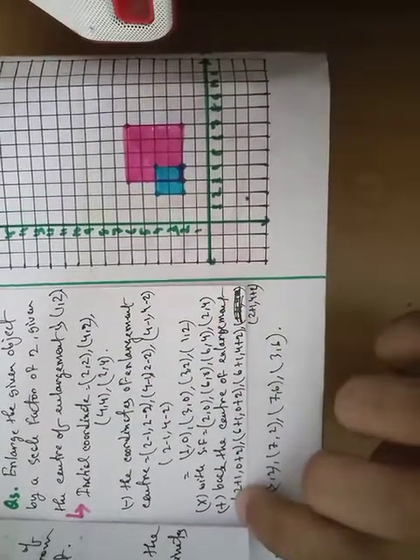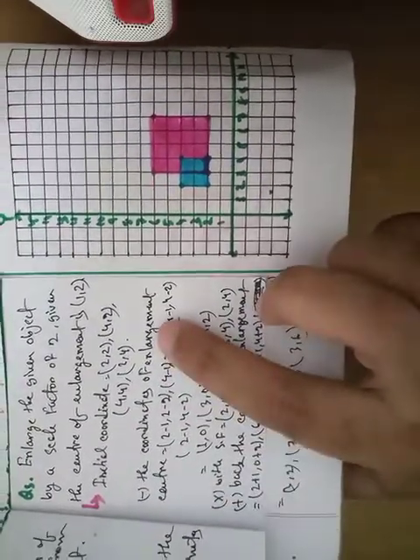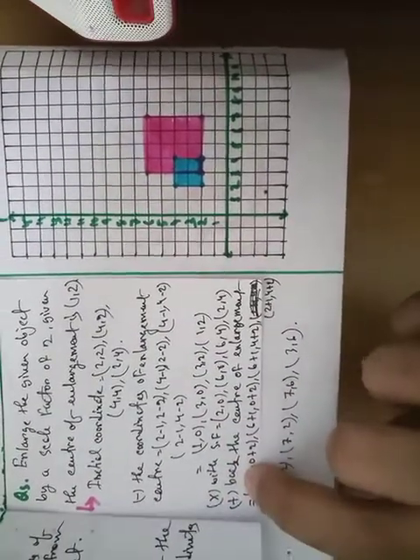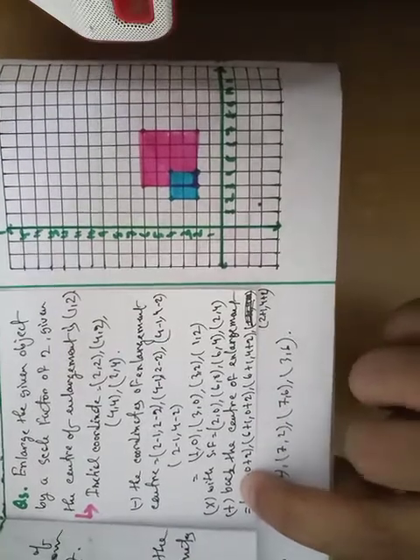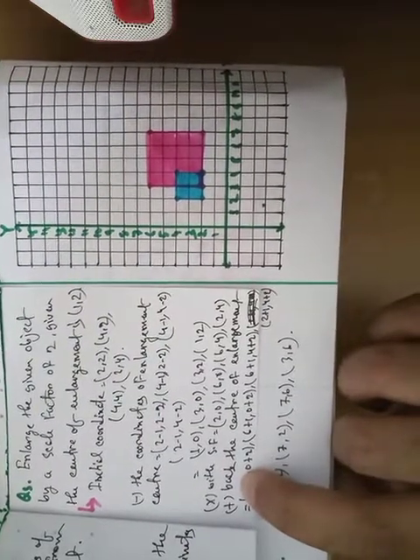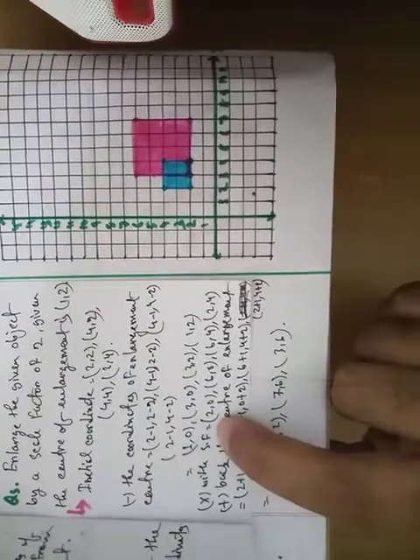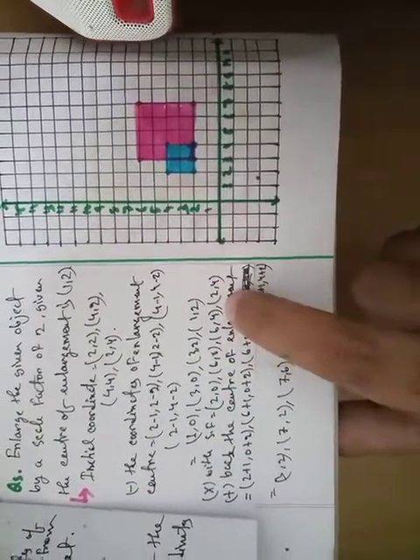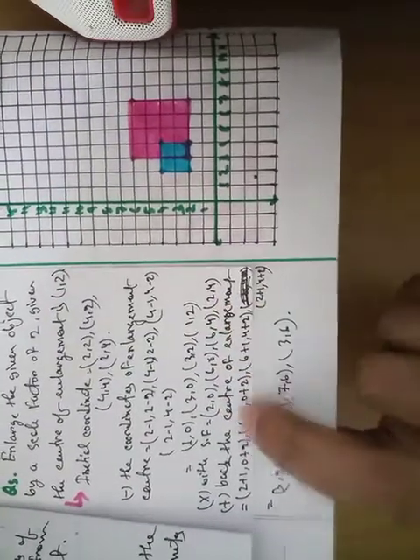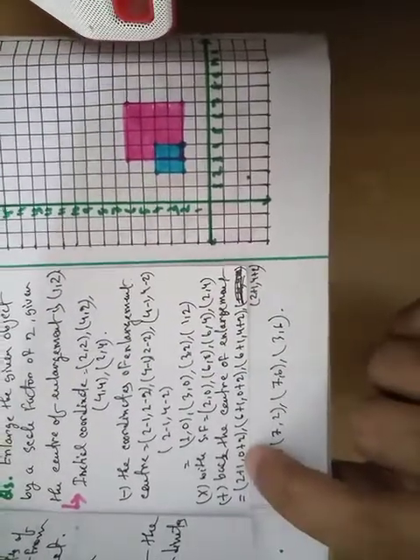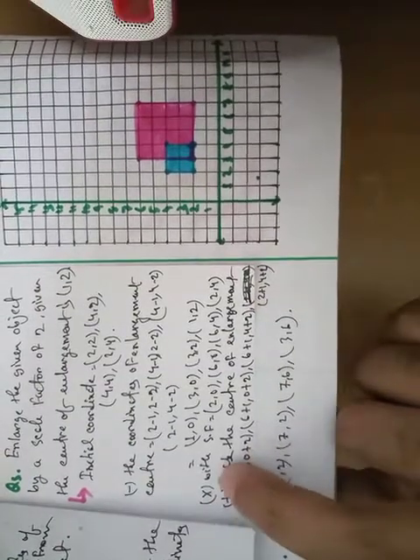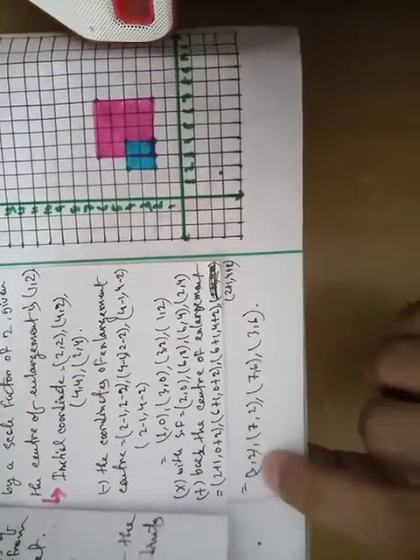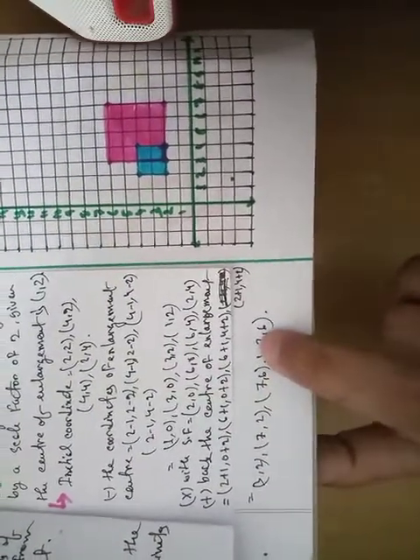Now step number 3. After I have subtracted the center of enlargement and then multiplied with the scale factor, we just add back the center of enlargement that we subtracted in step number 1. So after step number 2, I got these coordinates, and I just added the center of enlargement, which was (1, 2), to step number 2 here. After adding back, the final coordinates are (3, 2), (7, 2), (7, 6) and (3, 6).